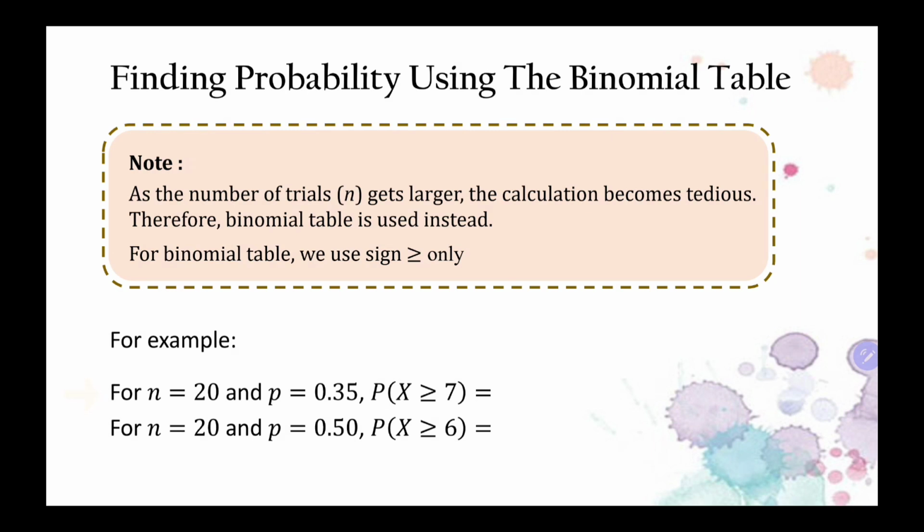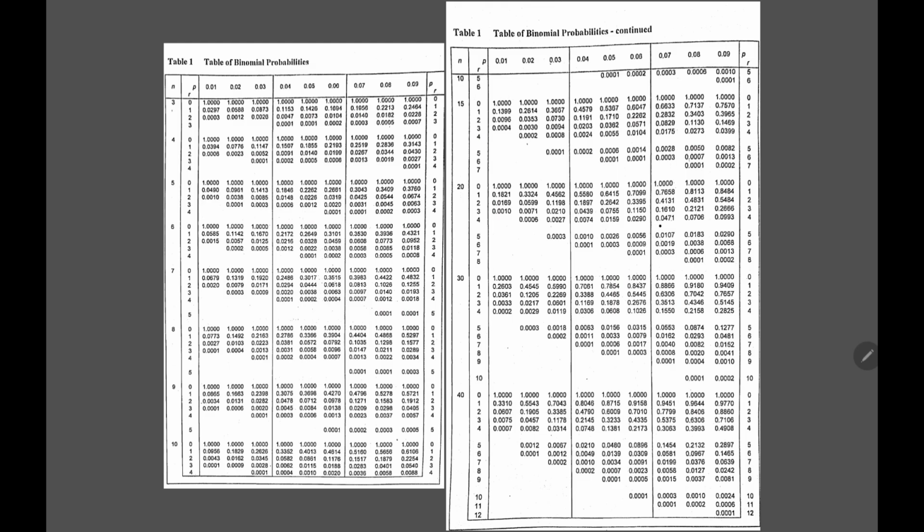For n equals 20 and p equals 0.35, find the probability for x greater than or equal to 7. For the binomial table, we just use the sign greater than or equal. So this one is in the sign of greater than or equal, so we can use the table directly. We look at this table, we find n equals 20. So we have here n equals 20 and p equals 0.35. Okay, this row doesn't have 0.35.